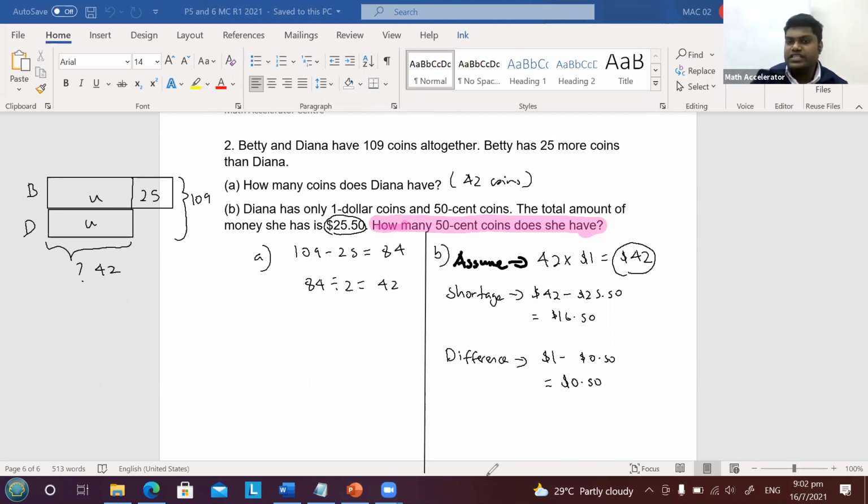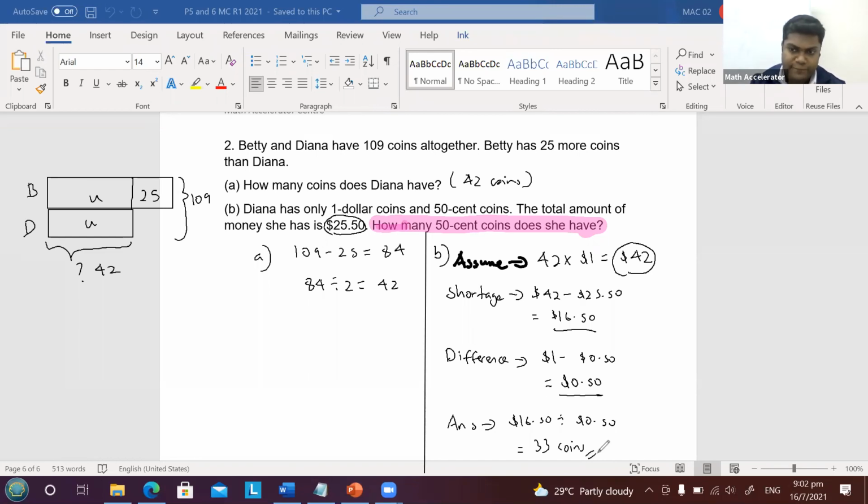So how many 50-cent coins does she have, right? So that's simply your final step, the answer. Just take this, divide by this. $16.50 divide by 0.50. Punch this into your calculator, you will get 33 coins as the answer.